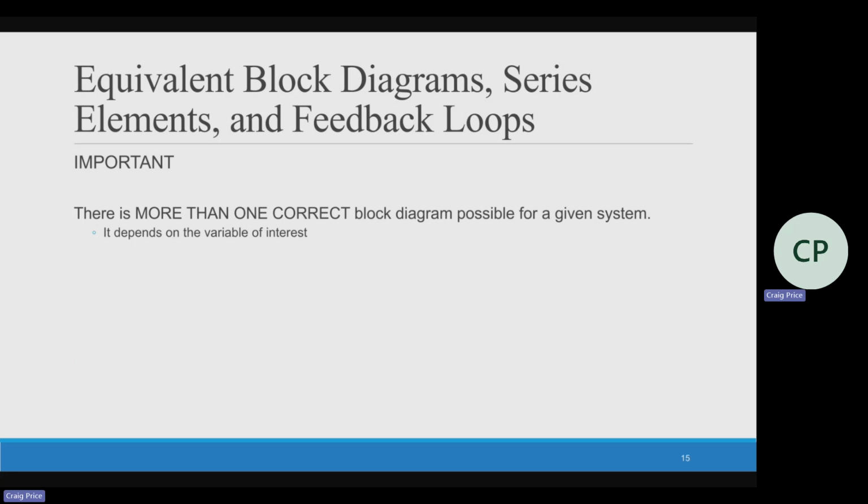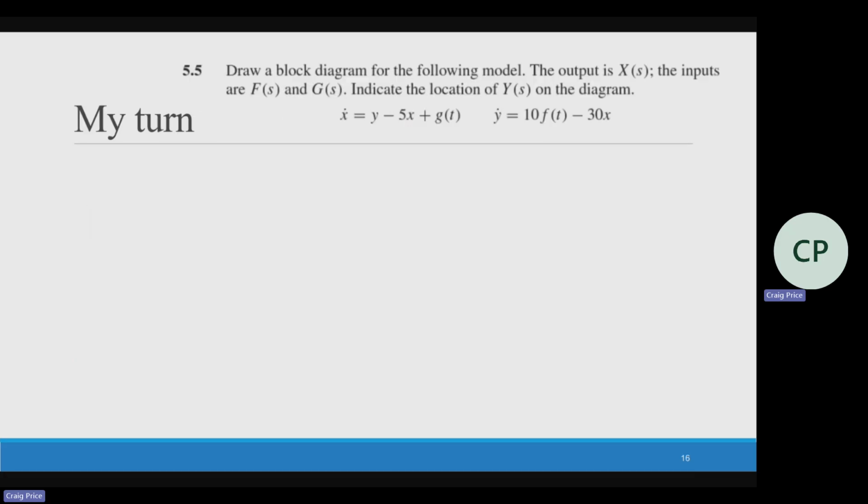Just remember that there is more than one correct block diagram possible. So it depends on what our variable of interest is. And we all kind of see things differently. So if you draw it slightly different, that's totally fine. We're not all going to have the same answer, but hopefully it does at least match up with the equations. Okay, I'm going to do an example, and then you're going to try a problem.